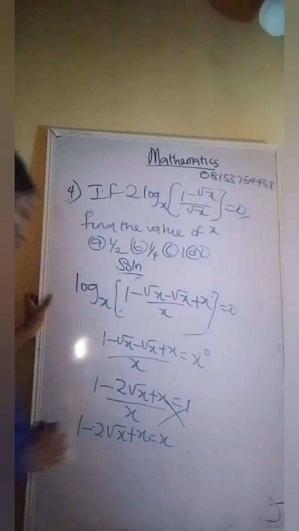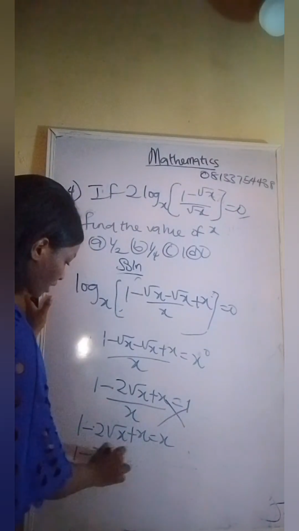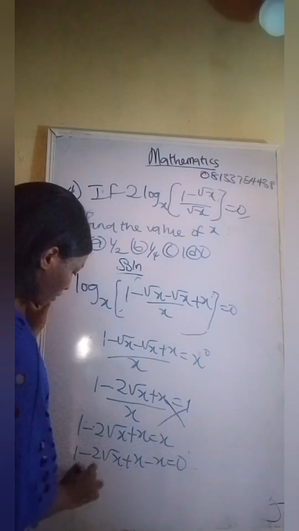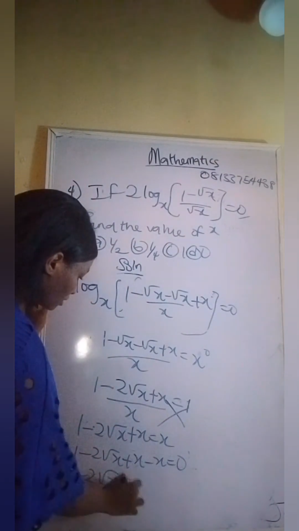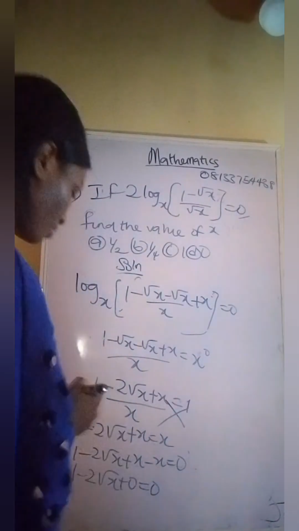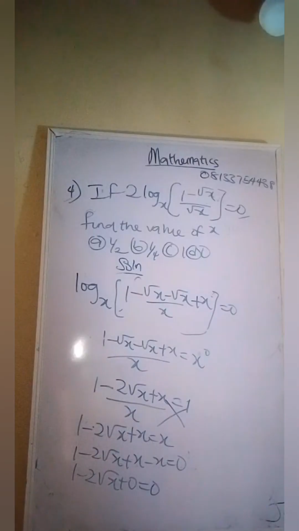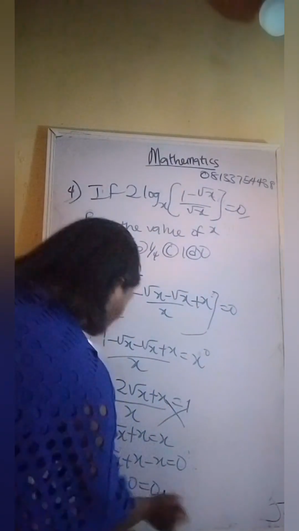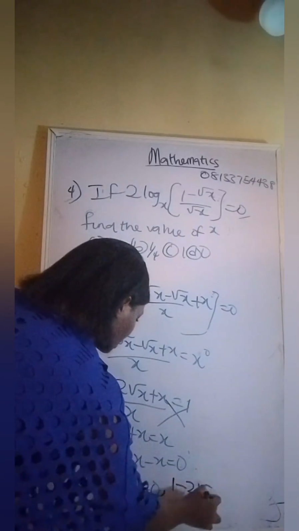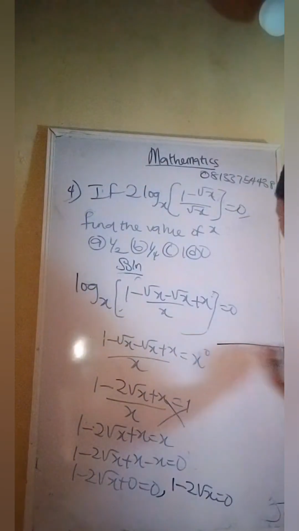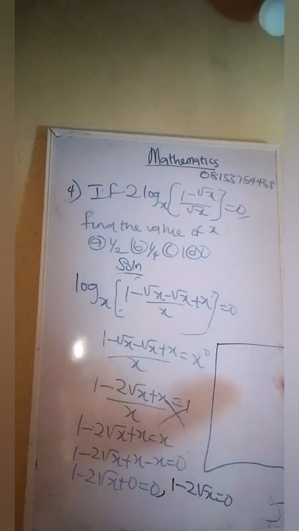It's that simple. So let's still collect like terms. That is 1 minus 2 root x plus x minus x equals to 0. So that will be 1 minus 2 root x plus 0. x minus x is 0. So equals to 0. We're done. So that will be 1 minus 2 root x equals to 0. Let me just finish it here.